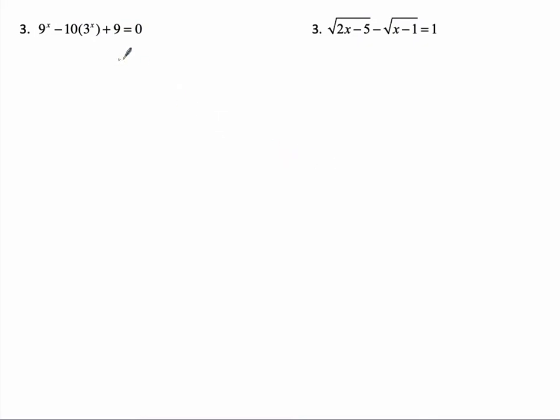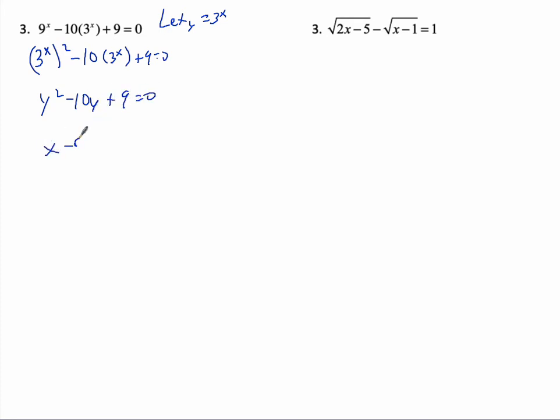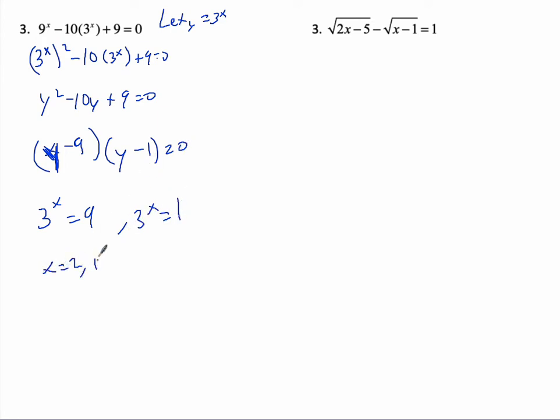Okay, next let's try this one here. Well, obviously this is going to be 3 to the x squared. So maybe let y equal 3 to the x. We got y squared minus 10y plus 9 equals 0. y minus 9, y minus 1 equals 0. So let's plug back in 3 to the x now. 3 to the x equals 9, 3 to the x equals 1, and that is x equals 2 or 0.